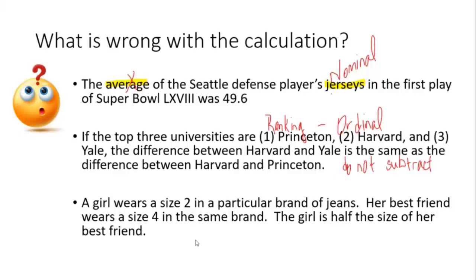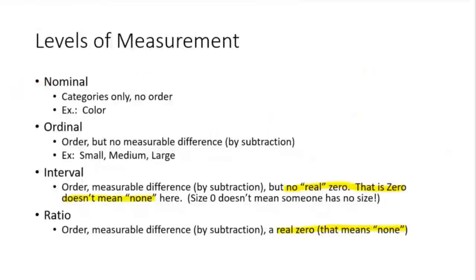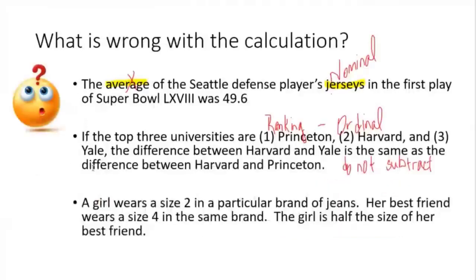I mentioned this one earlier too. A girl wears a size 2 in a particular brand of jeans. Her best friend wears a size 4 in the same brand. The girl is half the size of her best friend. Well, 2 is half of a 4, but in terms of size, size is a little bit different. So let's look at that again. A size, we can say it's more and we can subtract, but there's no real zero. And if there's no real zero, because size 0 doesn't mean no size, then you also should not be doing twice or half. So this particular one is interval measurement.